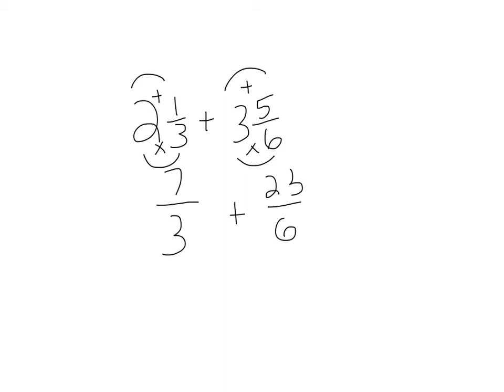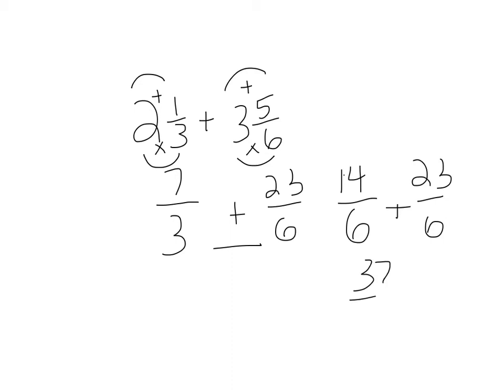You have to find the common denominator, which is 6. And then to get 6, you had to multiply it by 2. So you take 2 times 7, which is 14, and you bring over 23. And you get 37 over 6, which reduces to 6 and 1/6.